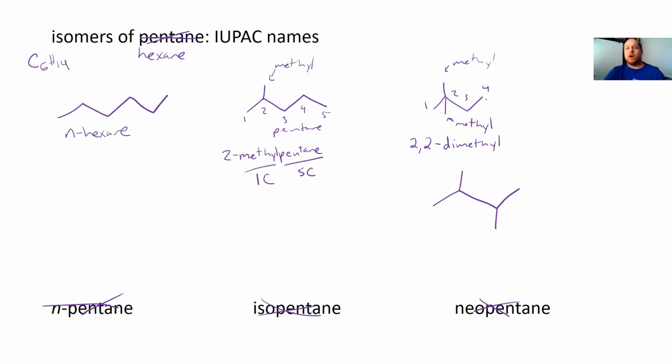In this case, it's 4 carbons long for the backbone. So it'll be 2,2-dimethyl butane. All right, so each methyl accounts for 1 carbon and the butane accounts for 4. Again, we have 6 carbons there.